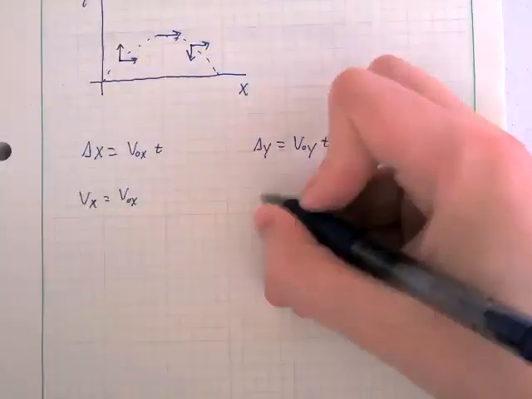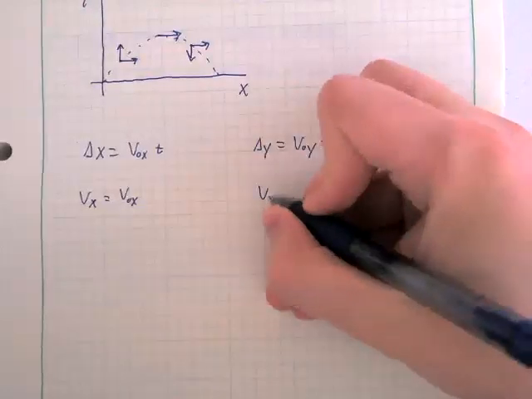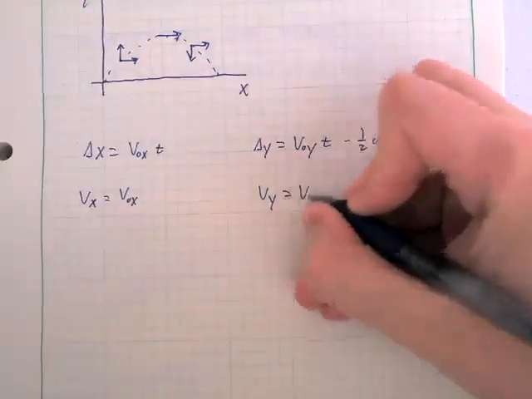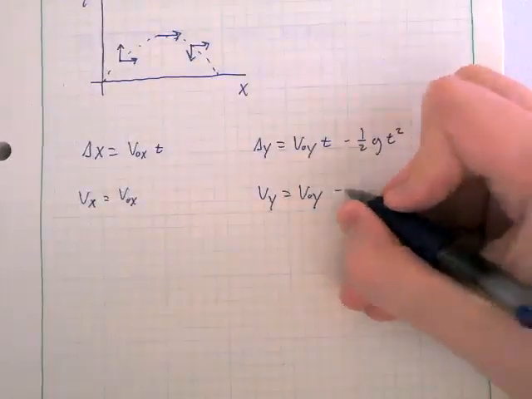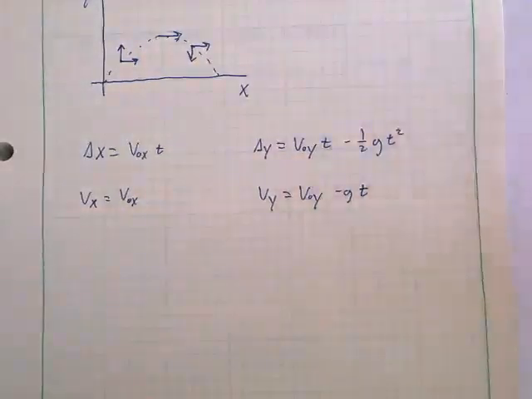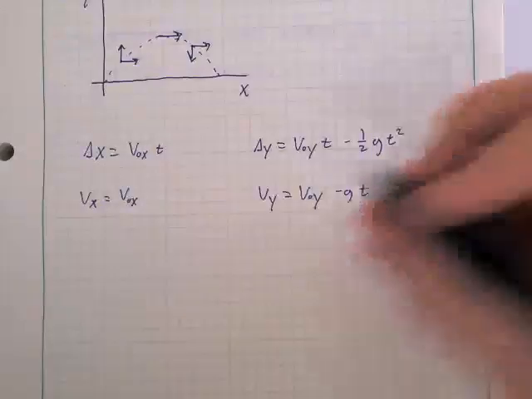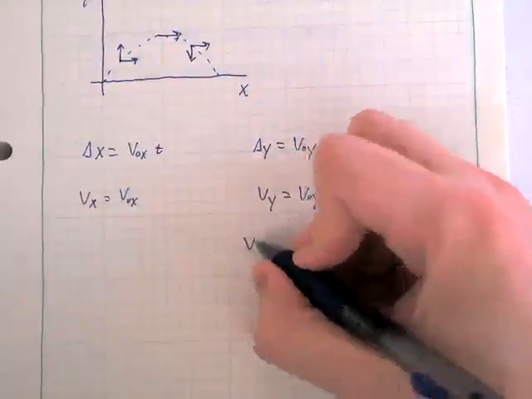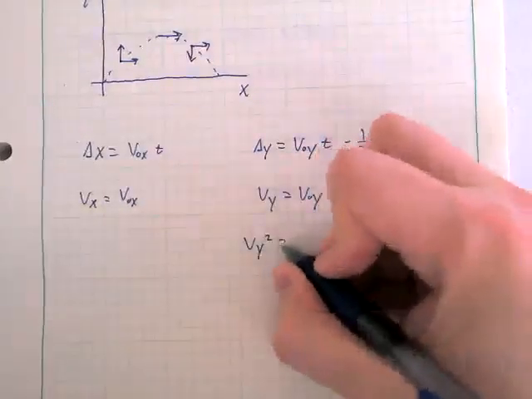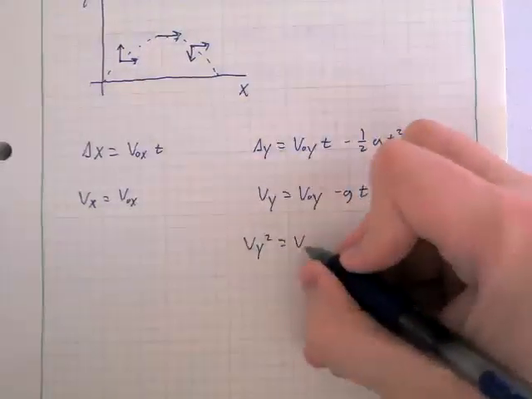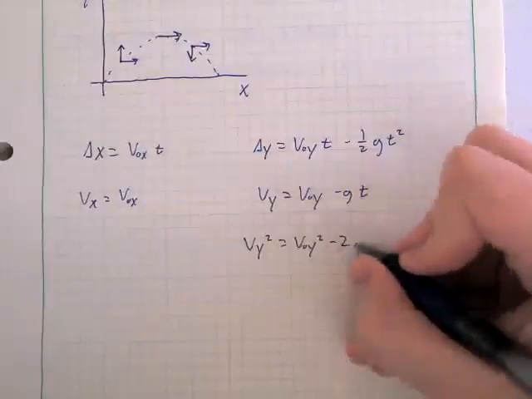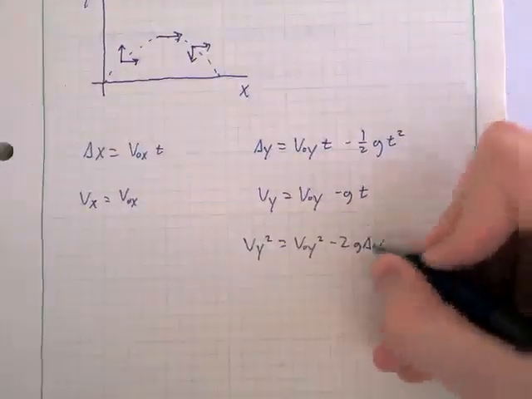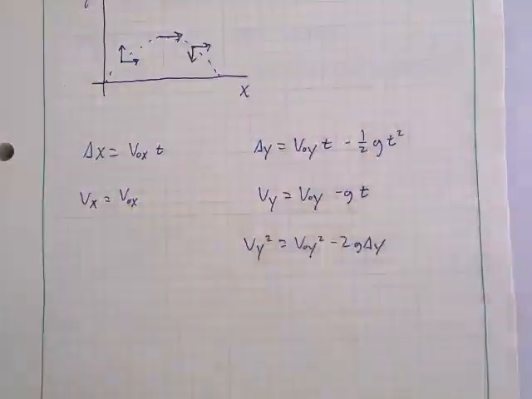I can also write my velocity in the y direction as a function of time. Very simply, my initial velocity in the y direction minus g times t. And then, finally, I can say vy squared equals v naught y squared minus 2g delta y. This other equation that we derived will also work.